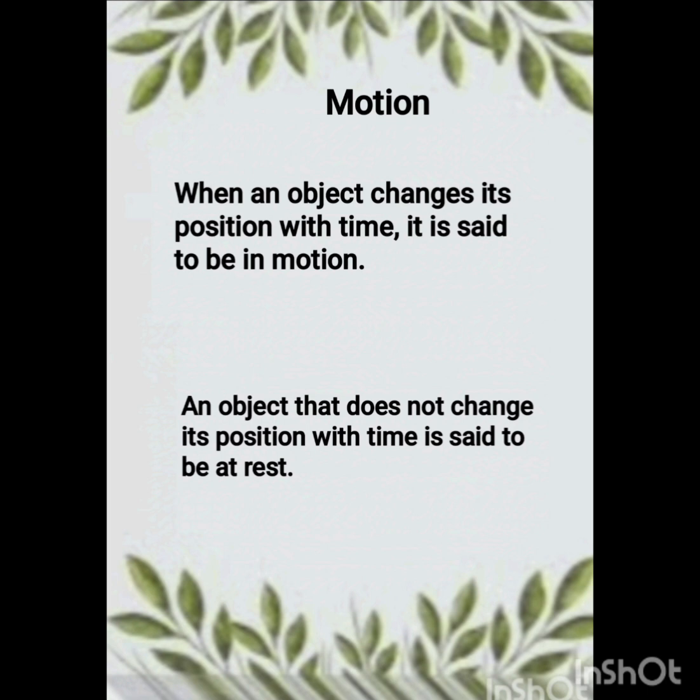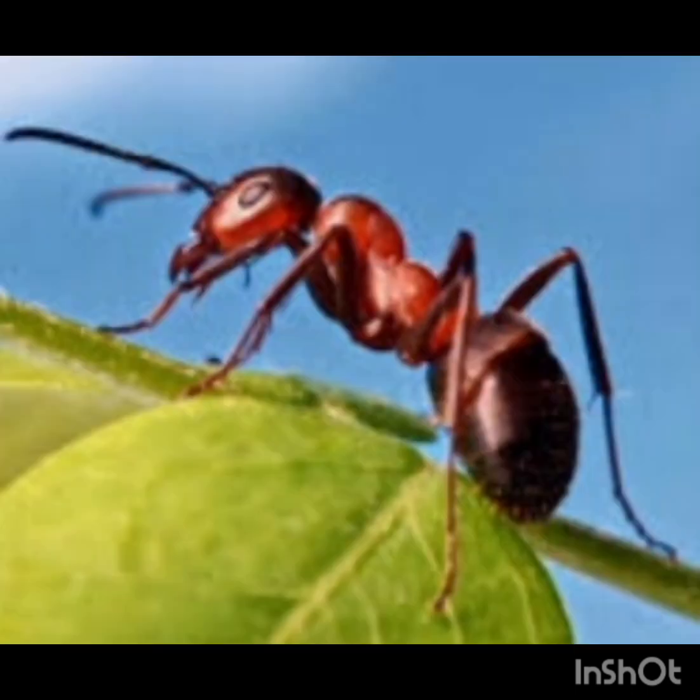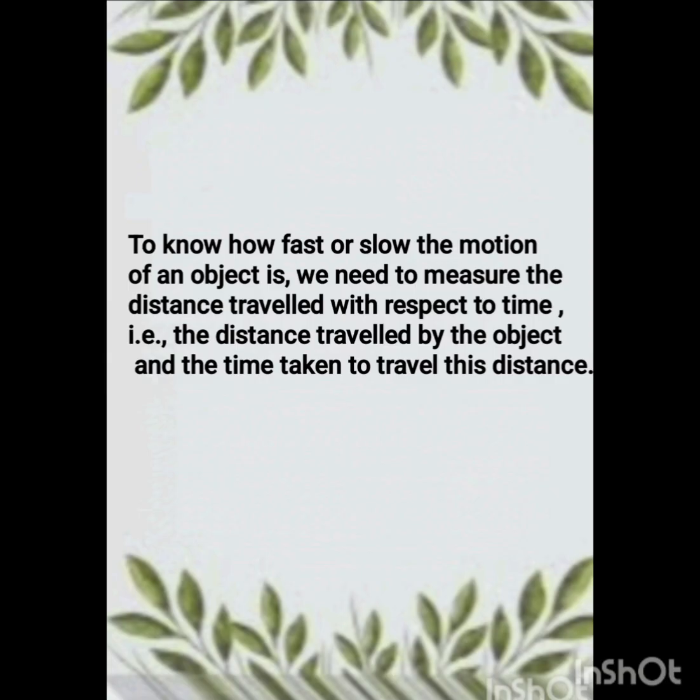An object that does not change its position with time is said to be at rest. The object may have slow or fast motion. For example, the motion of a snail is slow as compared to a moving ant. To know how fast or slow the motion of an object is, we need to measure the distance traveled with respect to time. That is, the distance traveled by the object and the time taken to travel this distance.